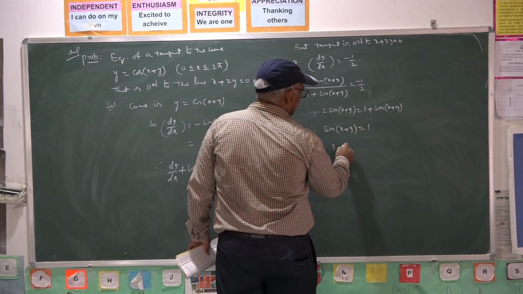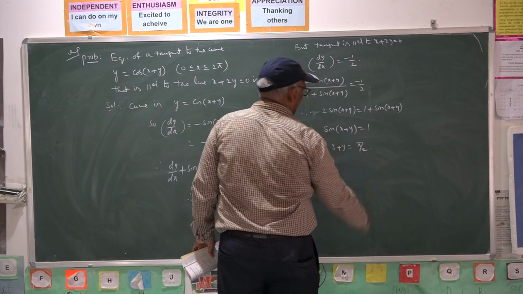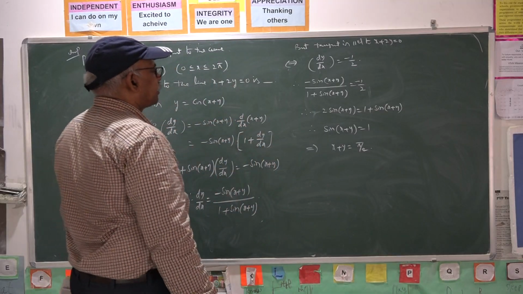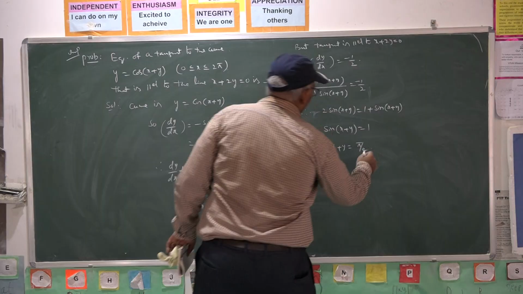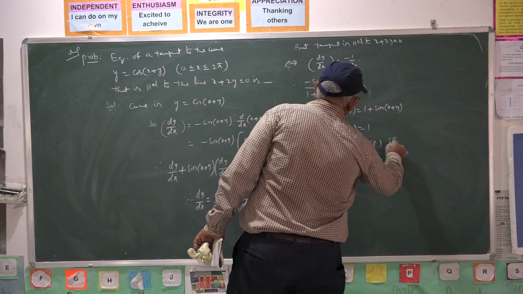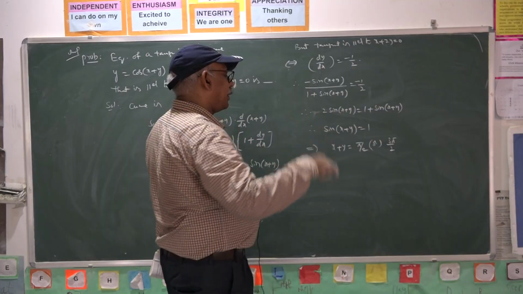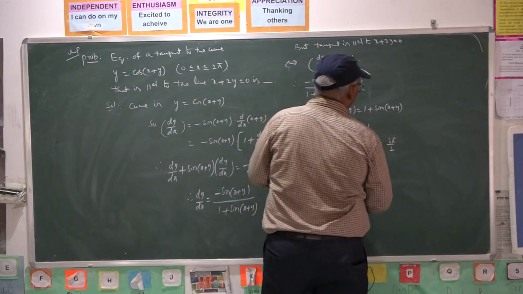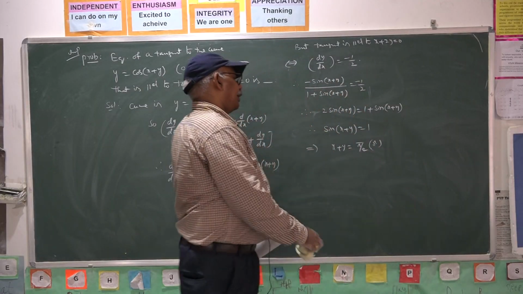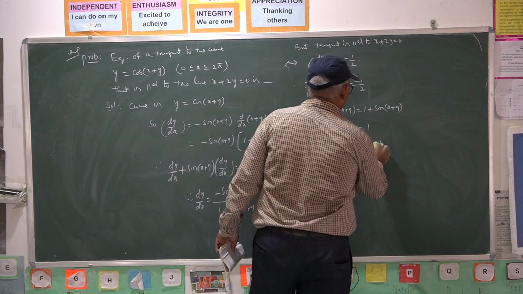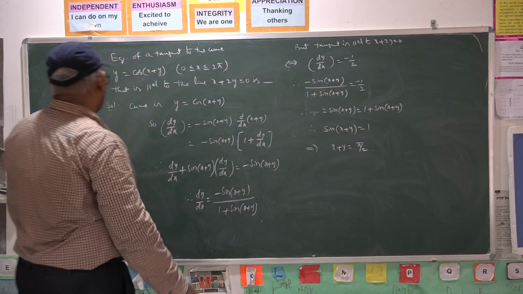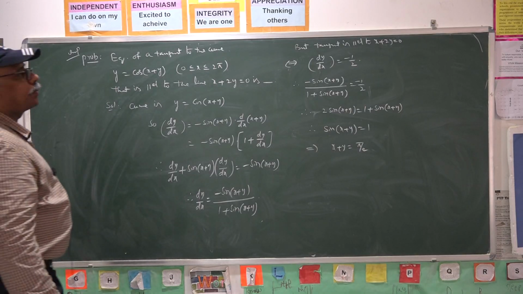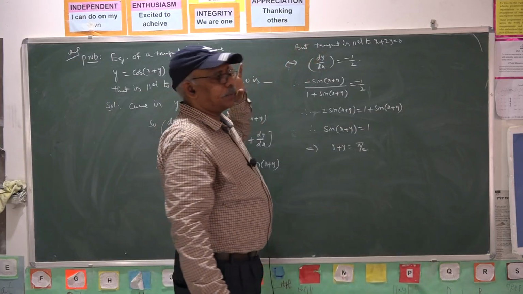That implies x plus y takes the value pi by 2 or 3 pi by 2 also. Clearly at pi by 2 it is 1; at 3 pi by 2 sine is negative, so no need. So whenever x plus y is pi by 2, the tangent is certainly parallel to this line.